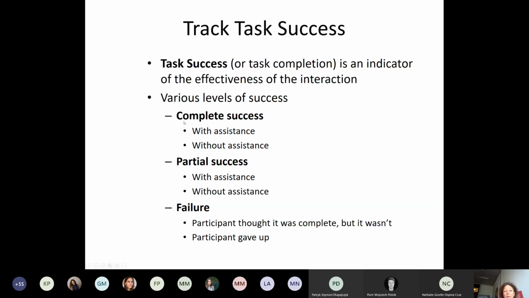You can say, okay, complete success: you are able to complete the task successfully. Partial success: you didn't complete the task, but you reached a good point. So you were not able to find a given information, but you found some information which was useful to you. Failure: absolutely no way to complete the task. The task is really incomplete, or people really give up.